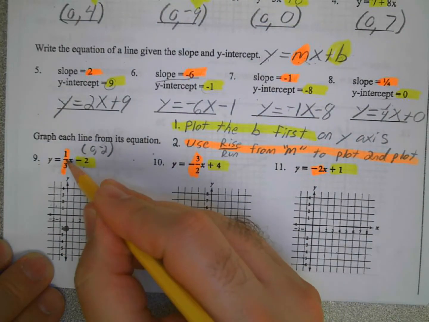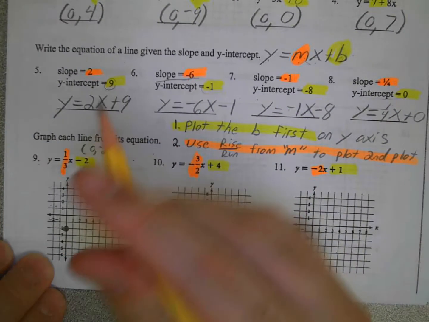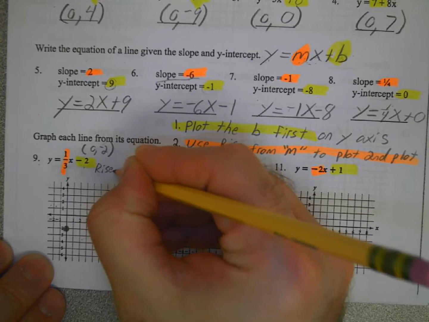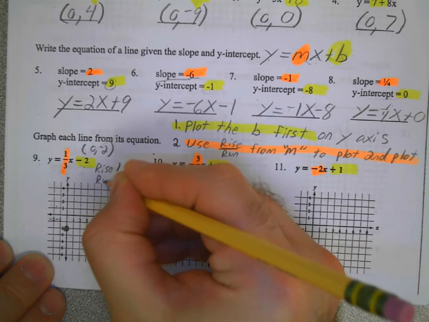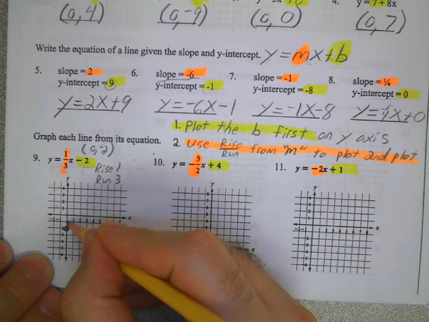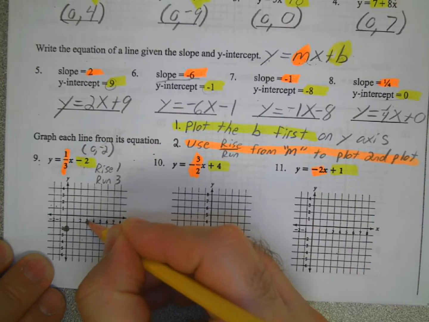And then we can use our slope, rise over run. So we're going to rise up 1, and then we're going to run 3. So up 1, 1, 2, 3, run 3.